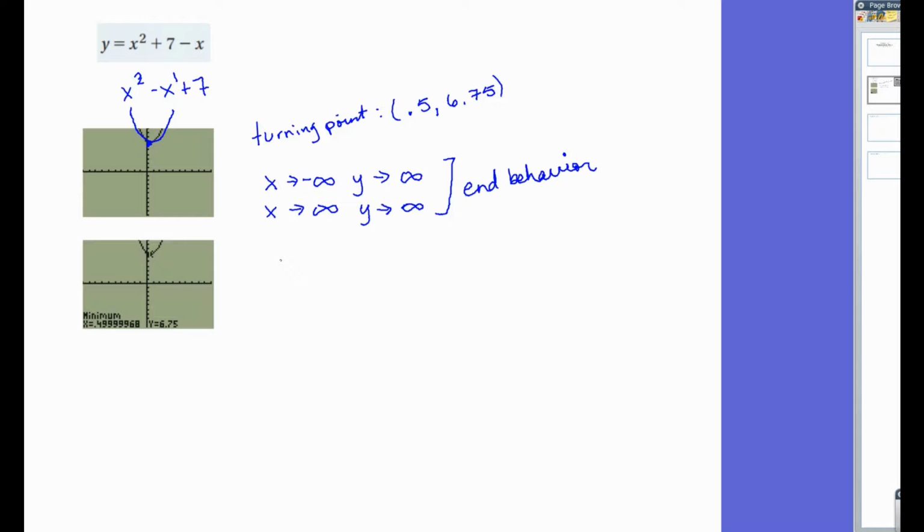And now we want to find increasing and decreasing behavior. So I'm looking at this graph. It's basically like I'm riding a roller coaster. I have this graph happening, and here I am, and I'm going down. I'm going from left to right. Always read from left to right, and I'm going down. So that means I'm decreasing.